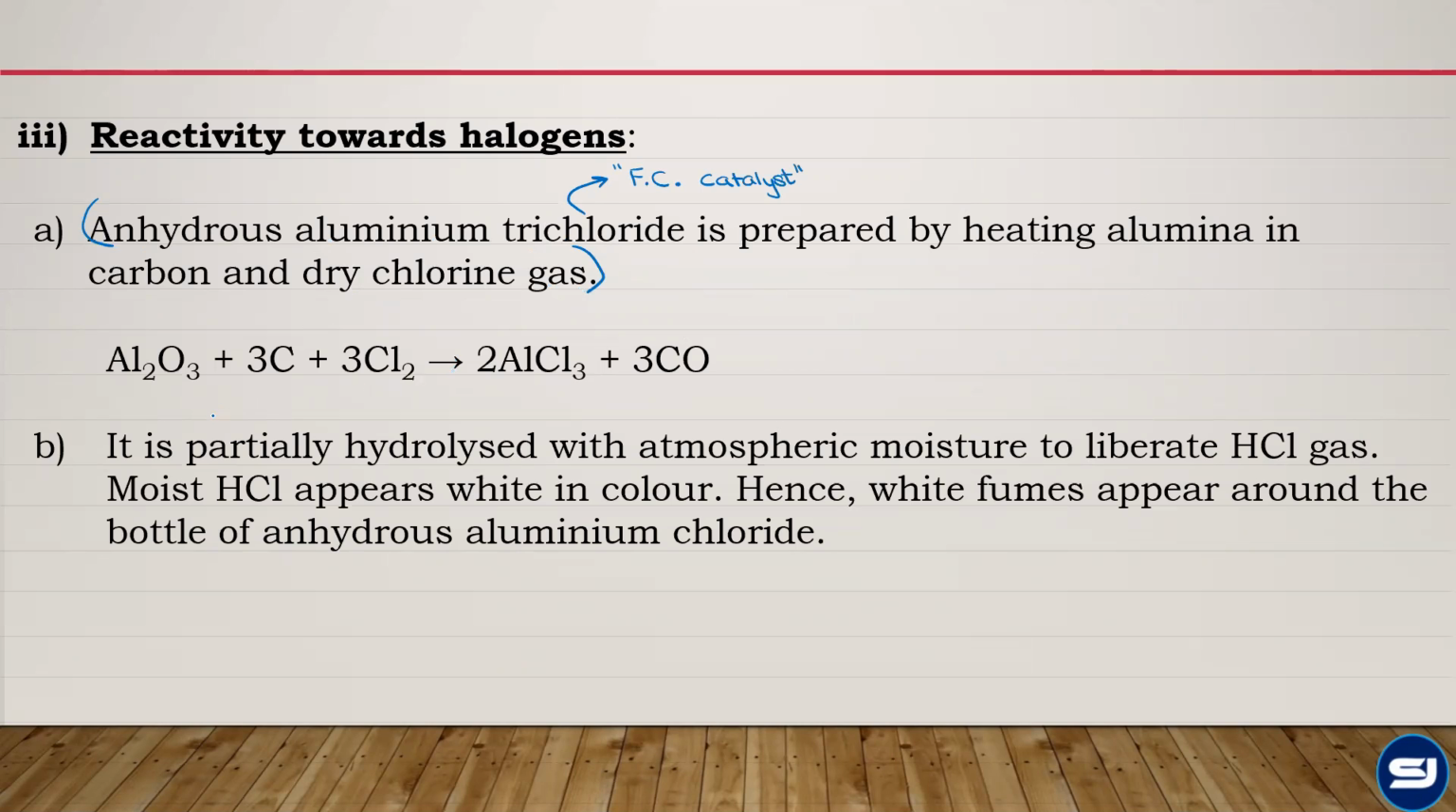So AlCl3 कैसे बनता है? By heating alumina with carbon. So what happens over here? The carbon takes away the oxygen to form the monoxide, and now the aluminium and chlorine react to form AlCl3. So what is the role of carbon over here? Reducing agent. Carbon is a reducing agent.